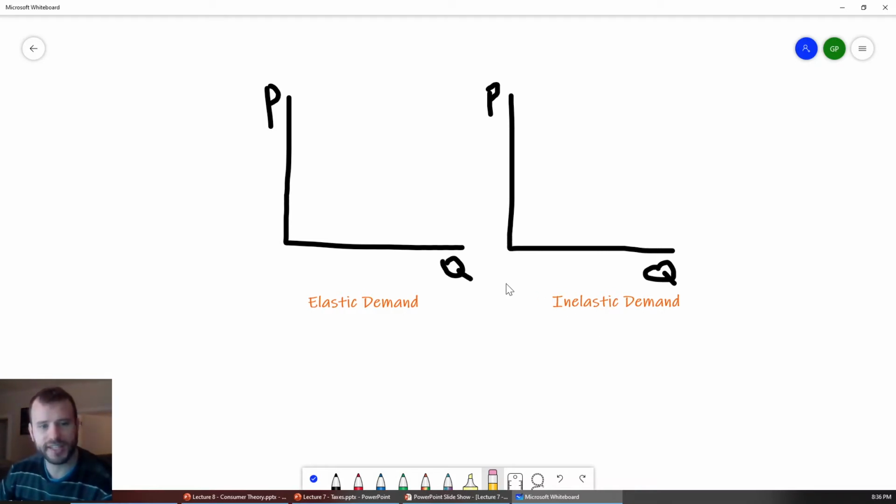So what is elastic demand? What would it look like? An elastic demand curve is going to be very responsive to price. The quantity demanded is going to decrease a lot when the price increases. So what does that look like? It should be a relatively flat curve.